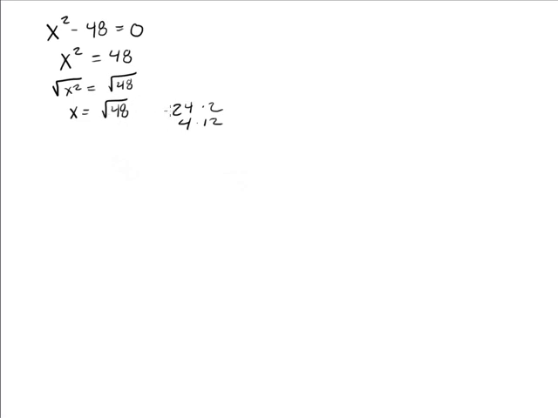Some other factors of 48. How about 16 and 3? Ooh, 16 and 4 are both perfect squares, so how do I choose which one of these? Well, the trick here is to always take the perfect square that's larger, because that means that you have to do less simplification later on down the line. So I'm going to rewrite this. x equals the square root of 16 times the square root of 3.